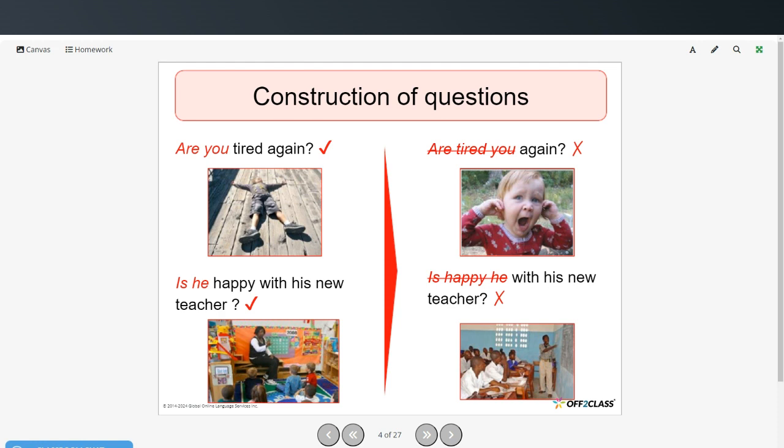Is he happy with his new teacher? So again, we've got the to be verb, the subject, the adjective, and then here we have a prepositional phrase. But you would not say, is happy he with his new teacher? So make sure that you are constructing your questions in the correct word order.